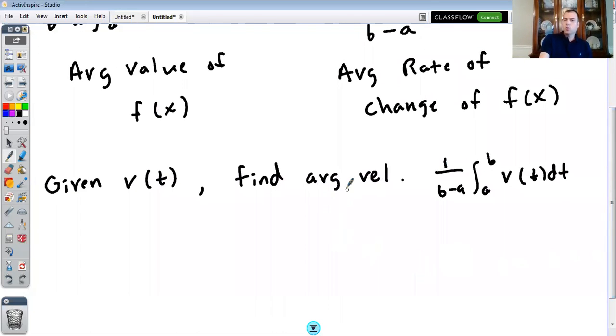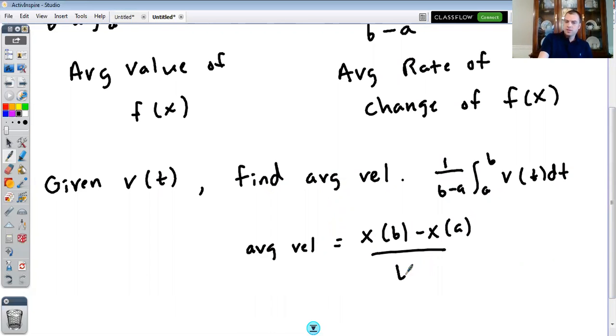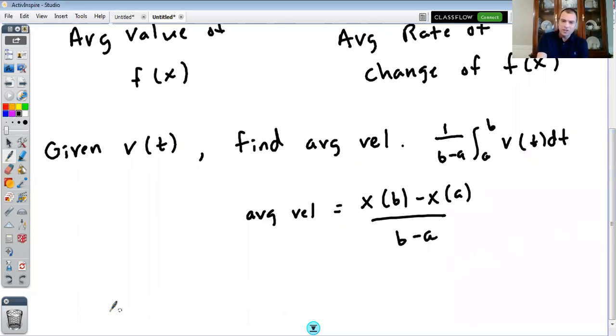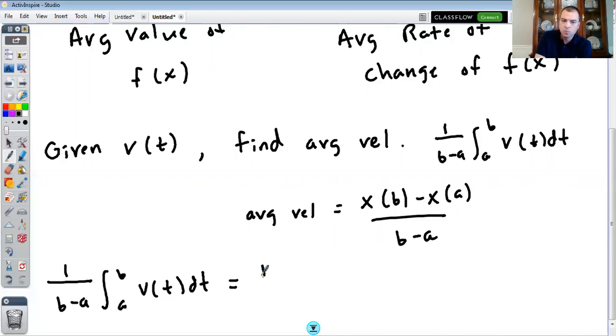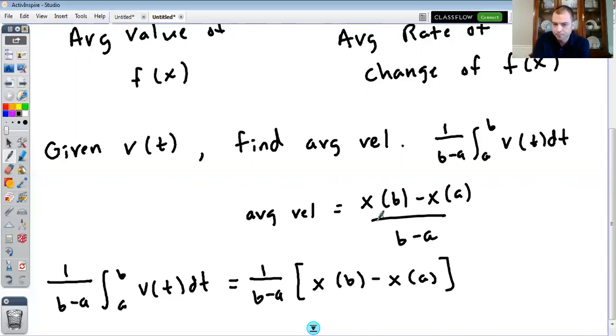Now, some of you might be saying, well, no, I thought average velocity was the change in position over the change in time. And it is. Look at these two. If you look at these two equations that we've written, these are the same thing. Watch. If I look at 1 over b minus a times the integral from a to b of velocity, applying the fundamental theorem of calculus, the antiderivative of v is position, x of t. So this would be equal to 1 over b minus a times x of b minus x of a. With a little bit of algebra, those are the same thing.